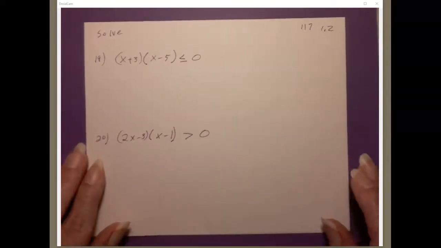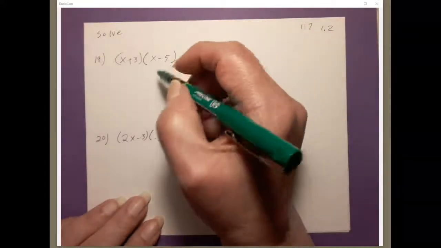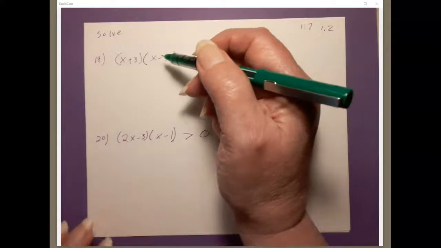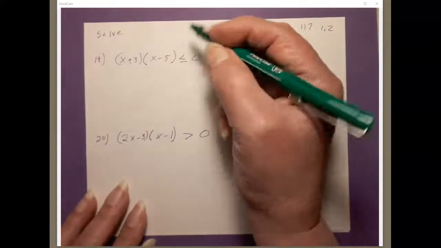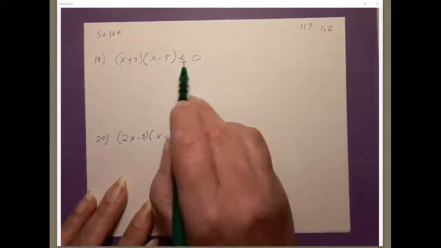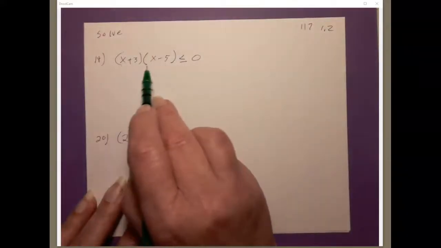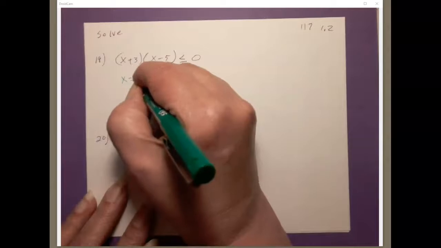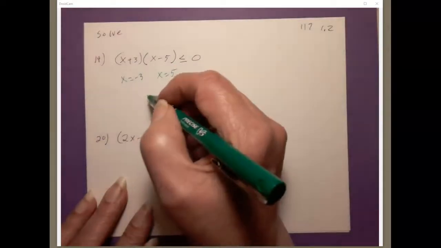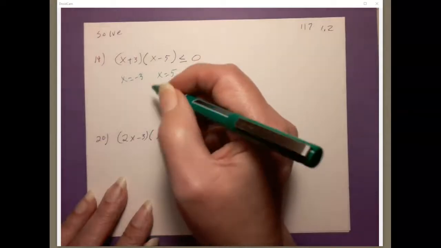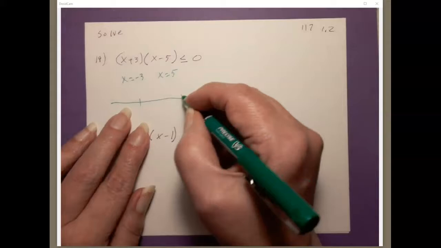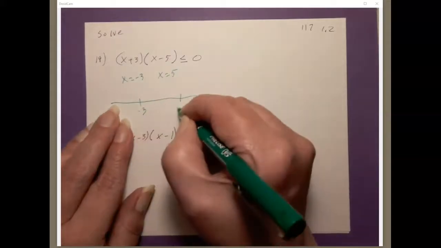The last of our inequalities here has a couple of things multiplied. So we're going to basically use the zero product property combined with some inequality stuff to get the answers here. So what I know for sure is that it's going to be equal to 0 when these factors are 0. So that's x is equal to negative 3 or x is equal to 5. So I have to determine what's happening on my number line when these factors are 0. So basically, I need to put these numbers in correct order on the number line, negative 3 and 5.